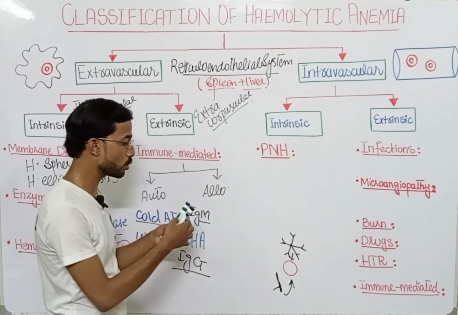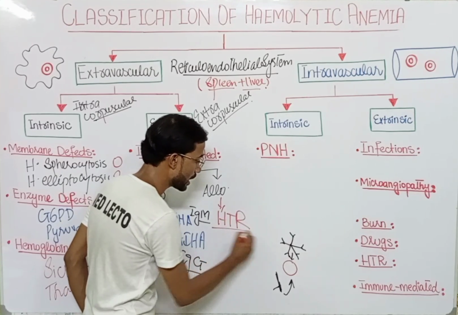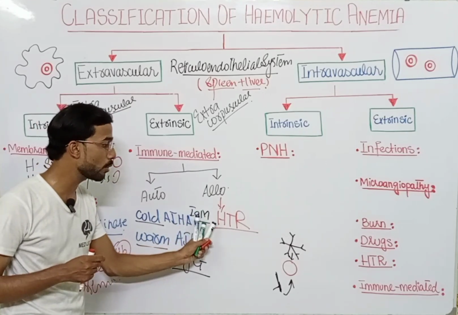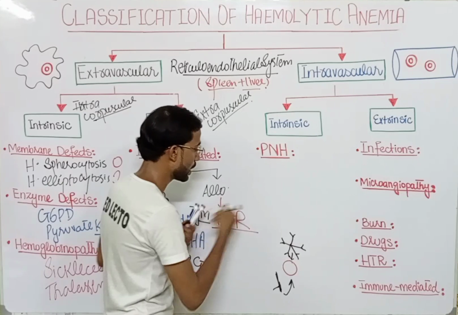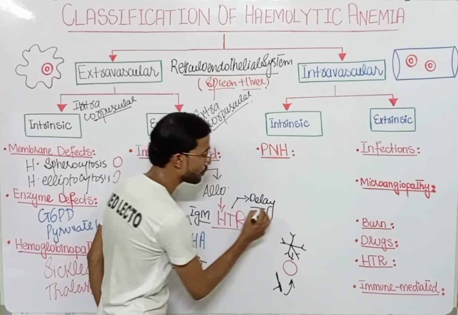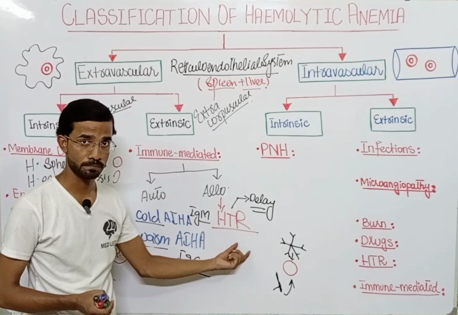In allo, you can see two situations. The first is the hemolytic transfusion reaction. If the wrong blood is transfused to the recipient, then you see a hemolytic transfusion reaction. Specifically, what type? The delayed type, which you can see after a long period after transfusion. So that is the hemolytic transfusion reaction.